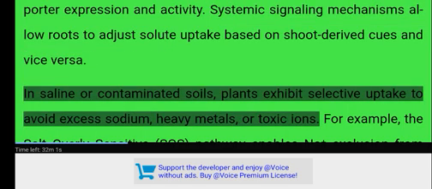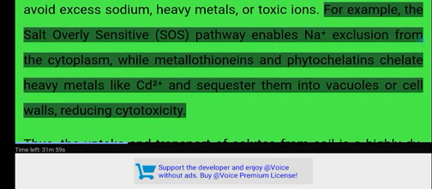In saline or contaminated soils, plants exhibit selective uptake to avoid excess sodium, heavy metals, or toxic ions. For example, the salt overly sensitive SOS pathway enables Na+ exclusion from the cytoplasm, while metallothioneins and phytochelatins chelate heavy metals like Cd2+ and sequester them into vacuoles or cell walls, reducing cytotoxicity.